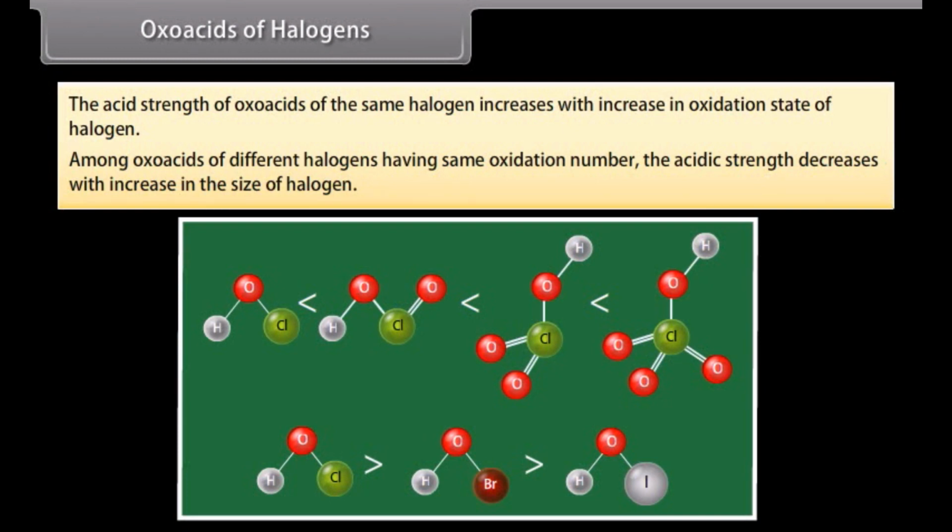For example, acidic character of hypohalous acid series is in the order: greater the size of halogen atom, lesser will be its electronegativity, and hence lesser will be the acid strength of the acid.